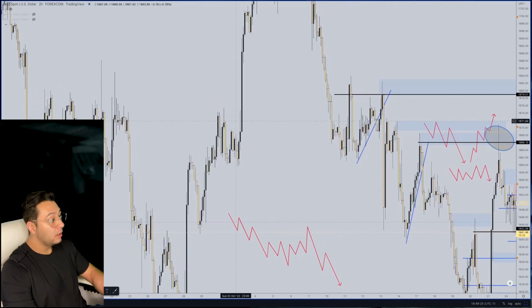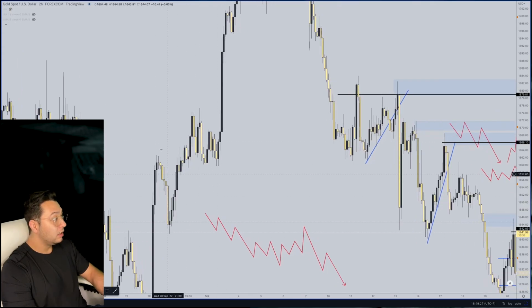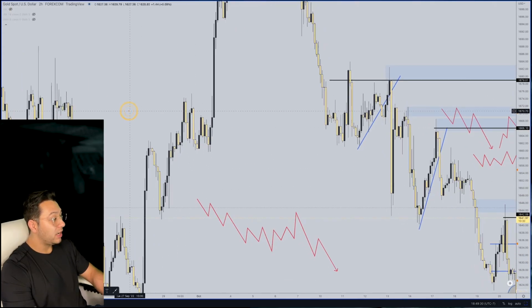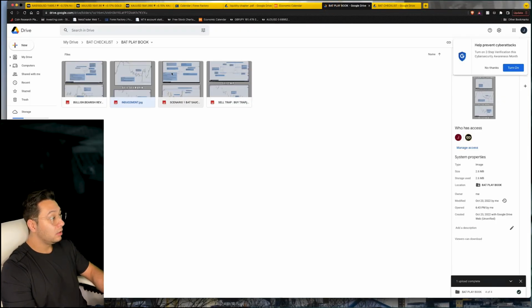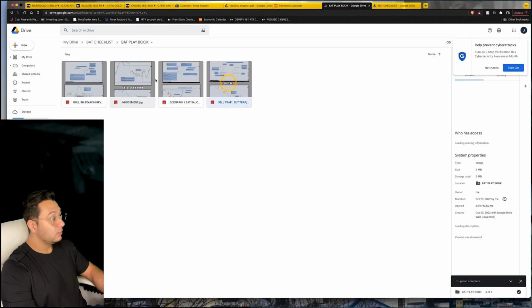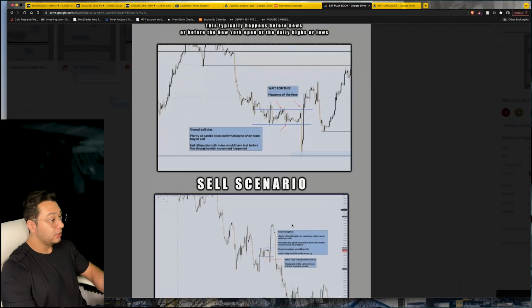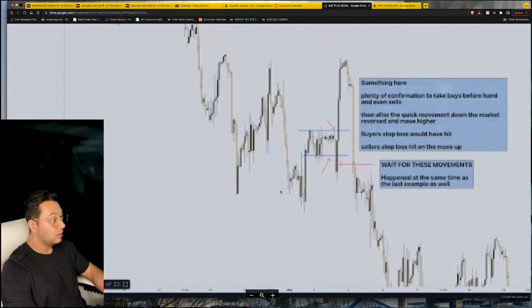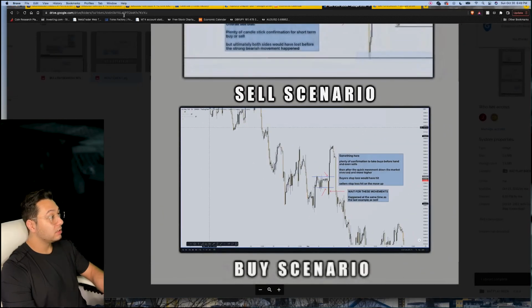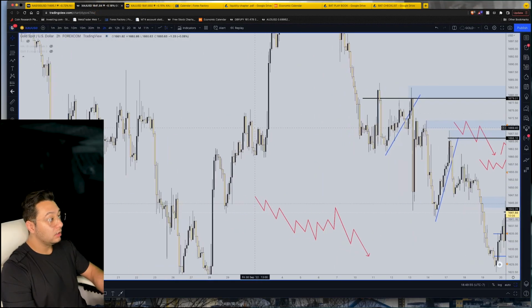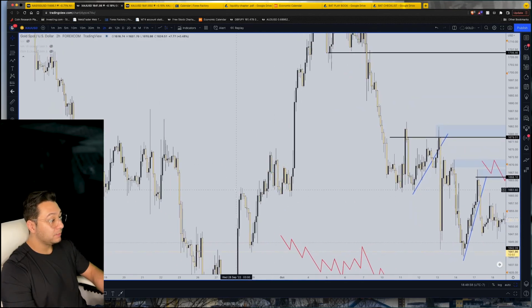So next example, you can see the same exact thing but for a buy, right? So let's go back to the playbook here. Buy scenario, same thing: series of higher highs and higher lows, higher time frame structure break, consolidation, inducement, false breakout before the move up. Okay, so let's go right here. Similar thing.